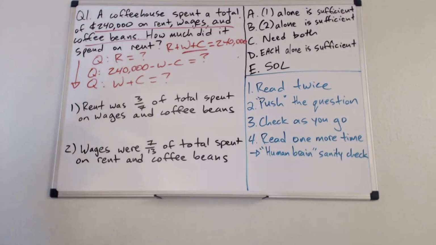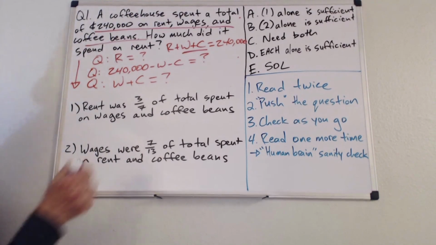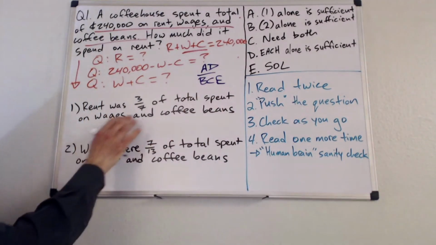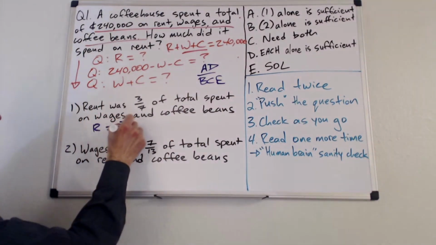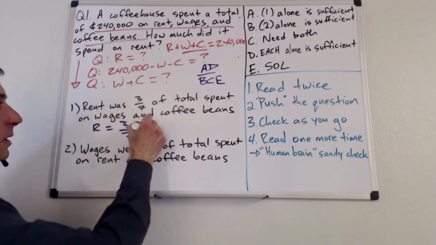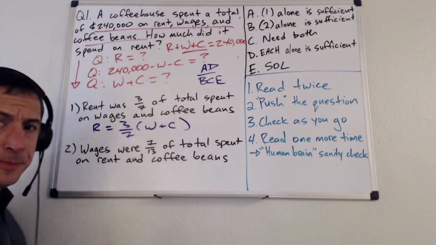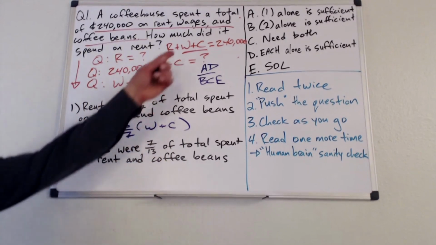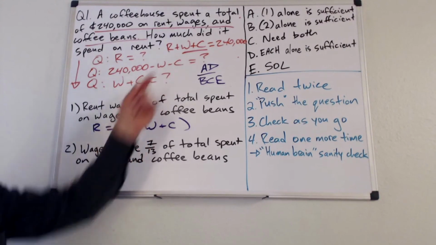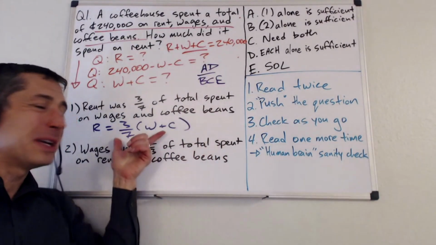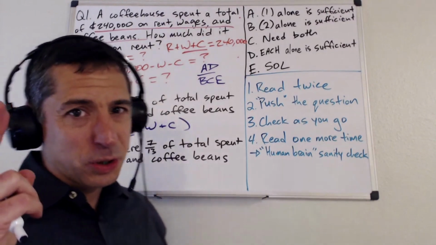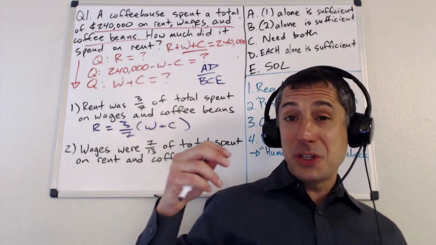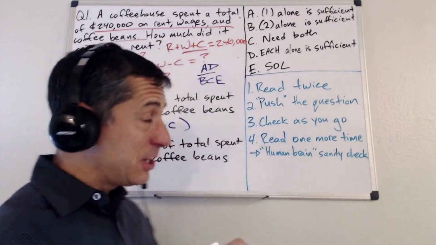Rent was 3/7 of the total spent on wages and coffee beans. I'm going to write my ADBCE every single time. So rent equals 3/7 of the combined total on wages and coffee beans. If you haven't taken the step of pushing this question, you might look at this and go, well, wait a minute. I've got one equation, 3 variables up here. I've got one equation, 3 variables down here. A total of 2 equations, 3 variables. Hey, what they told me growing up was 2 equations, 3 variables, you can't solve it. Not how the GMAT works.